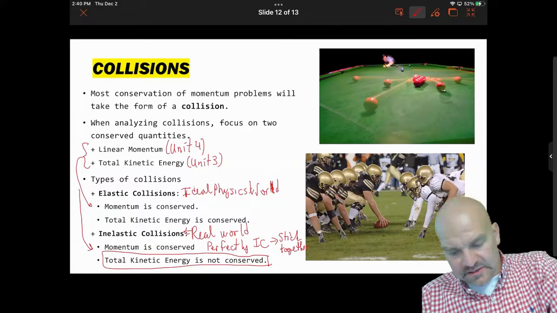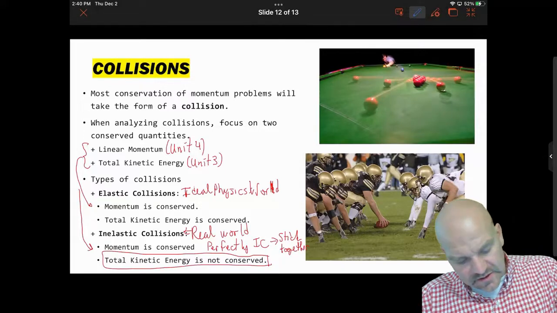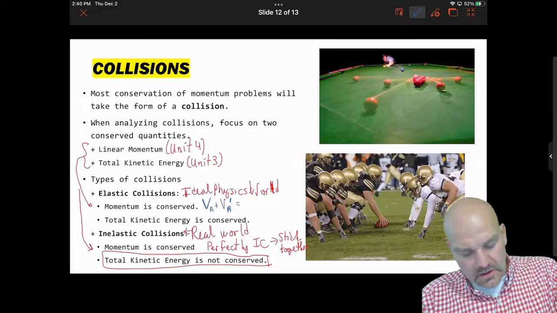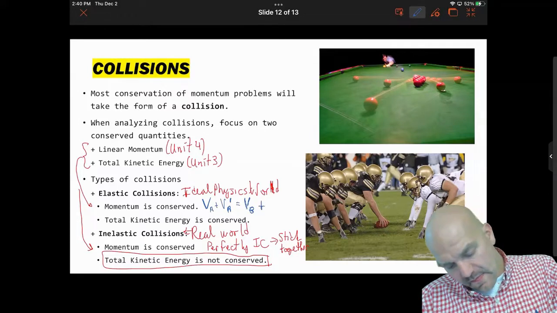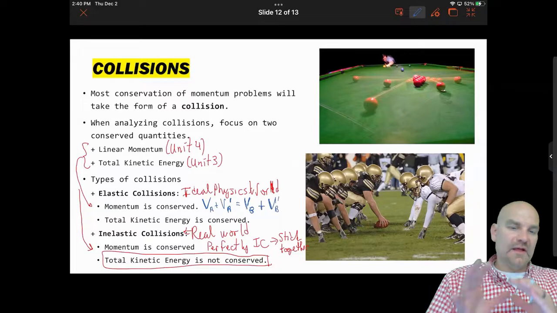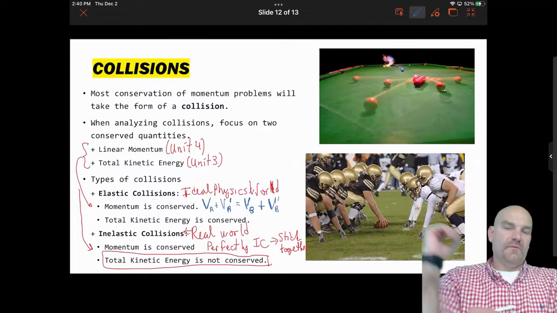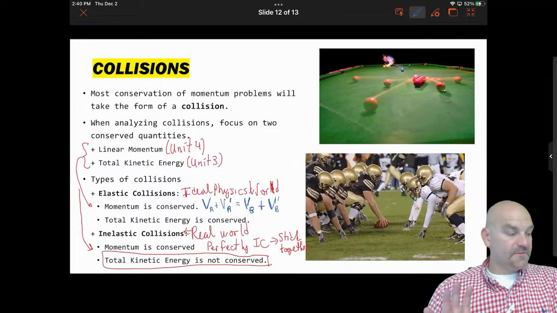For elastic collisions, I'm going to change the color because this is going to be very important. You can do the algebra, but you're going to find that the initial velocity plus the final velocity, VA prime or VAF, VAI, the sum of the two velocities of the objects are going to equal each other. There's a lot of algebra involved in that, but it's going to help you, especially if you have to find both velocities after elastic collisions.